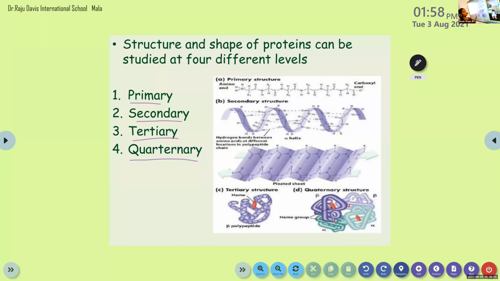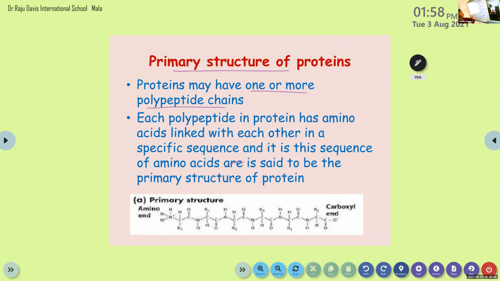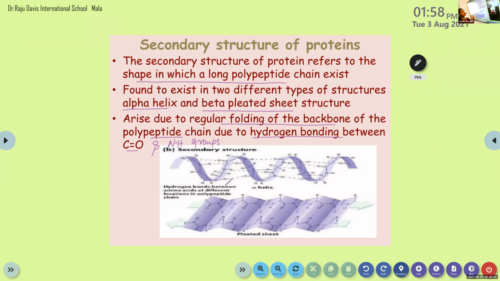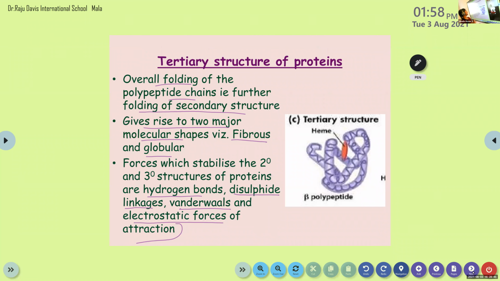Then we learned the 4 levels of structures of protein: primary, secondary, tertiary, quaternary. The primary structure is just a straight chain with peptide bond linkages, and the secondary structure is a folding of the primary structure, in 2 forms: alpha helix and beta pleated sheet structure. Then the tertiary structure is the overall folding of the polypeptide chains, and it gives rise to 2 types of proteins according to their shape, fibrous and globular. Then there are certain forces that stabilize secondary and tertiary structures. They are hydrogen bonds, disulfide linkages, van der Waals, and electrostatic forces of attraction.